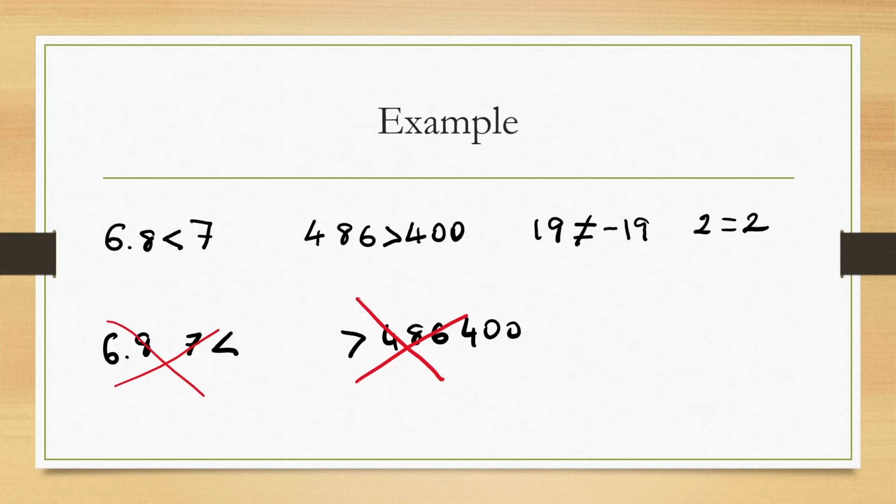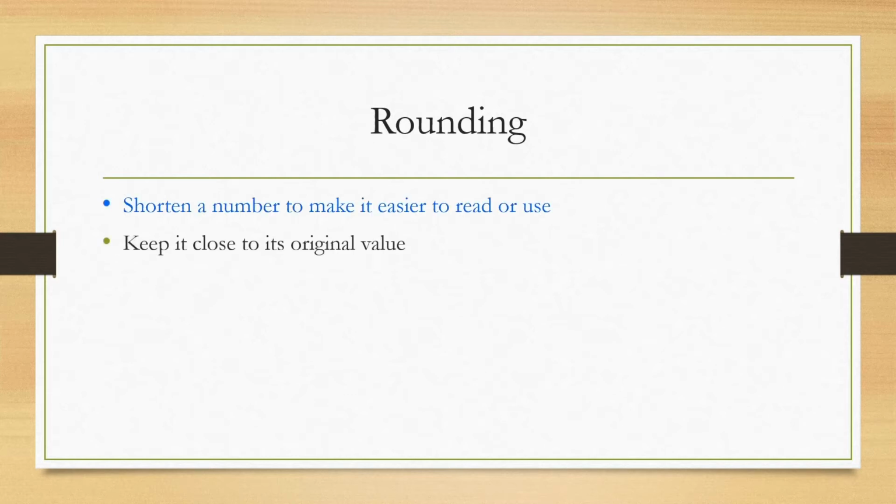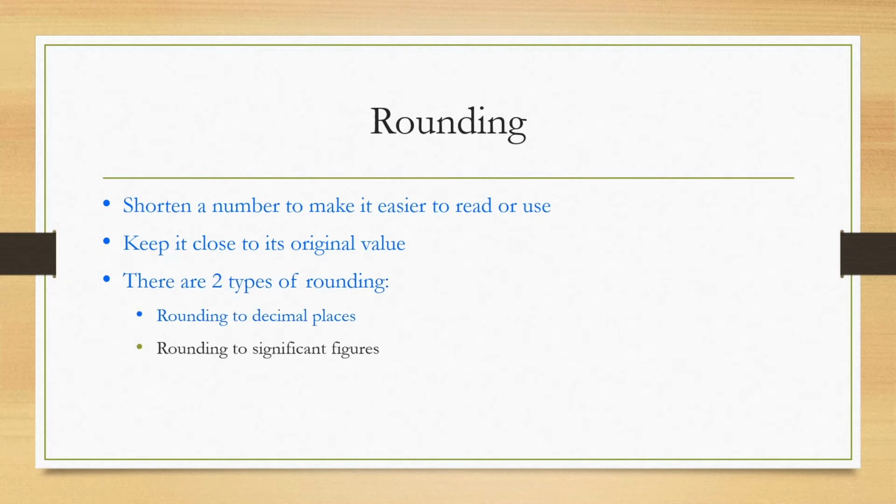Okay, so now we're going to move into rounding. What is rounding? Rounding is when you shorten a number to make it easier to read or use, but it must be kept as close to its original value. Rounding will make the number less accurate, but it will make life easier when doing complicated calculations. And there are two types of rounding. First is decimal places, and second is significant figures.